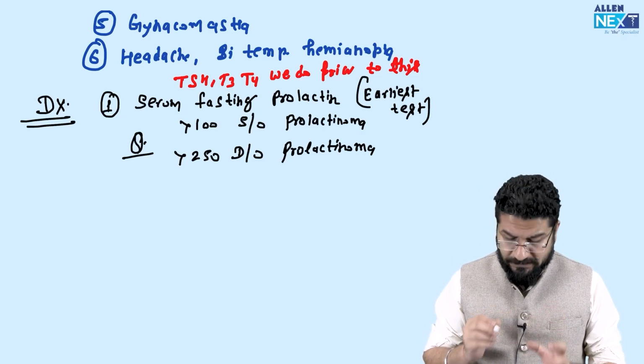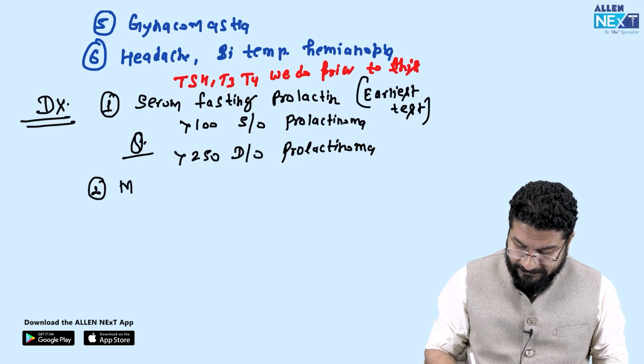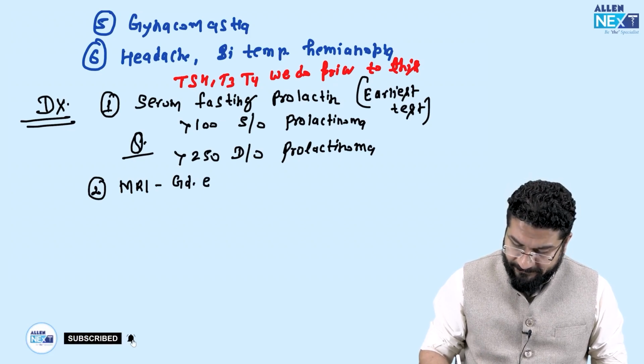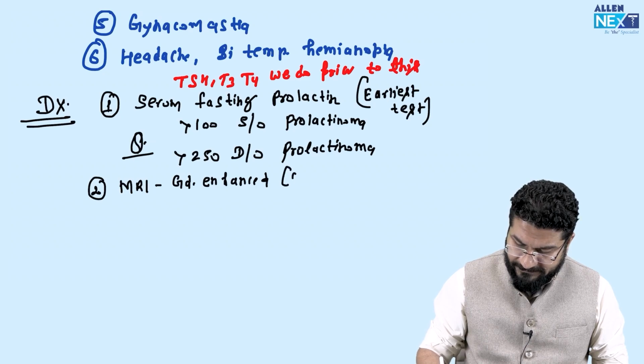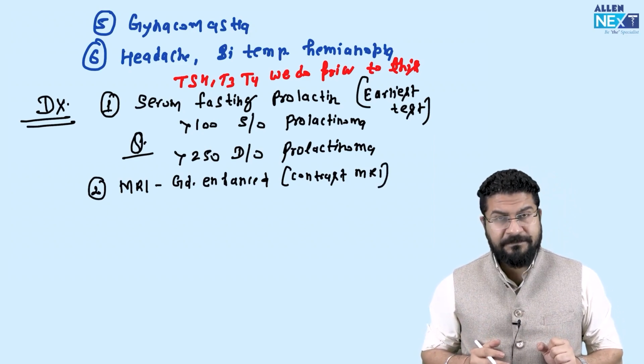Now, to localize the tumor, to see the tumor, what do we do? We do a gadolinium enhanced MRI, which we also call contrast MRI. So this is how we approach the patient.